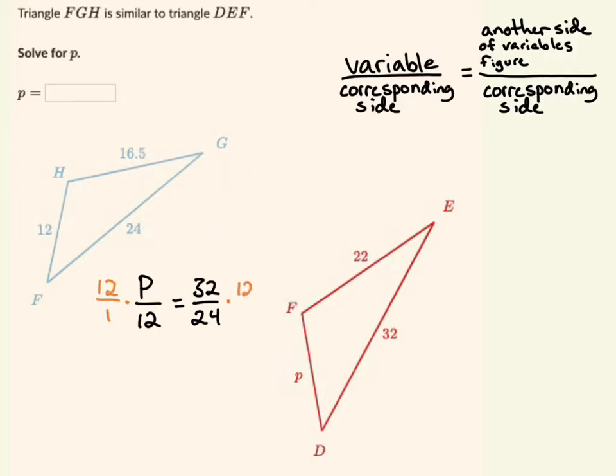And then I multiply both sides by 12, getting rid of the denominator. And 32 times 12 is 384. And 24 goes into 384 16 times. So that's my answer.